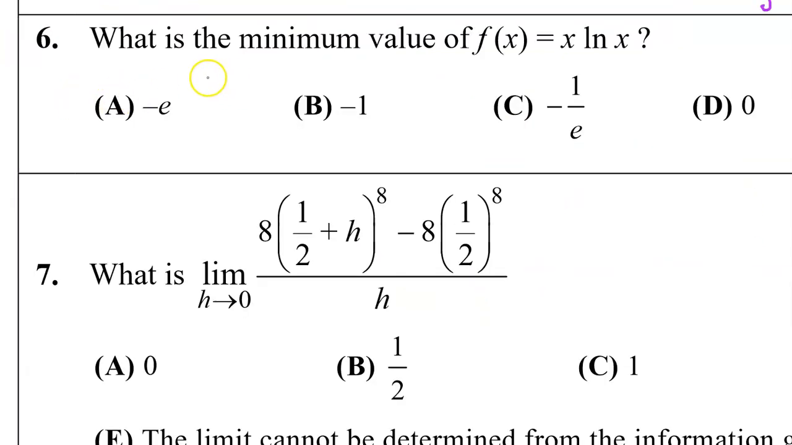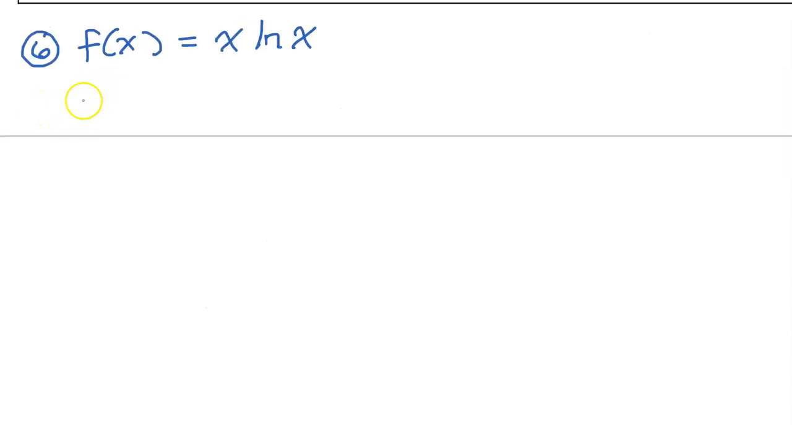Number 6. What is the minimum value of f of x equals x times natural log x? To find the minimum value, we're going to need the derivative. We're going to do the product rule. So the first time through, we take the derivative of the first factor, which is 1, and we leave the second factor alone. So I have 1 times natural log x, and I put a plus.